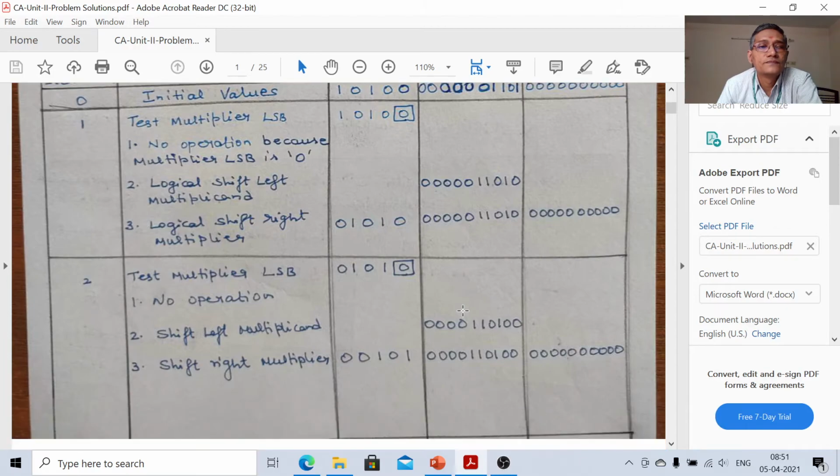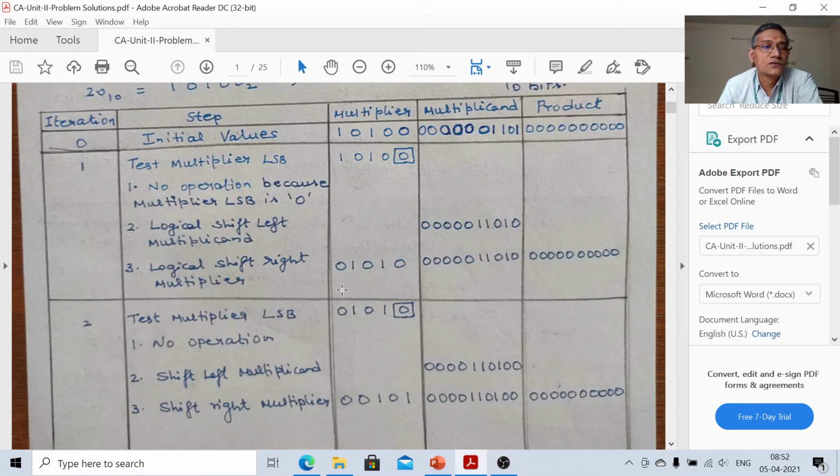Then we will go for logical shift right of the multiplier. This is another way of doing sequential multiplication, another algorithm, right? So in the second step, logical shift left the multiplicand and logical shift right the multiplier. Shifting right the multiplier means this 0 will come here, this 1 will come here, this 0 and this 1, and finally we will proceed with 1 0. So the product register is still 0, initialized to all 10 bits being 0. So that is the first iteration.